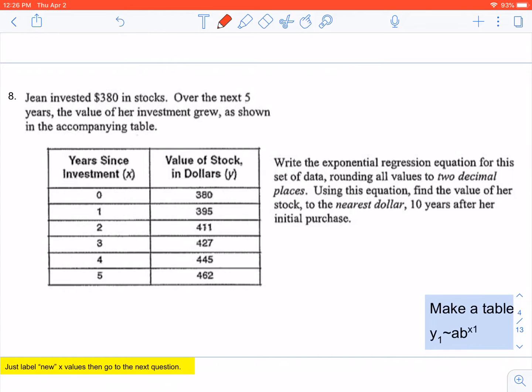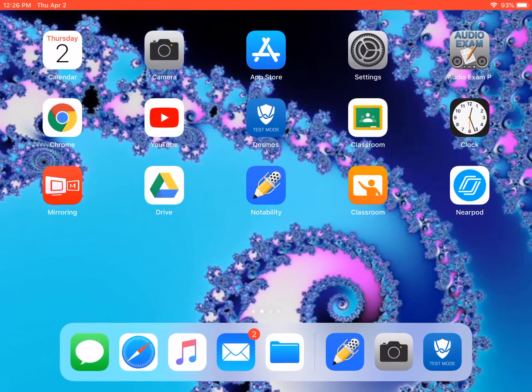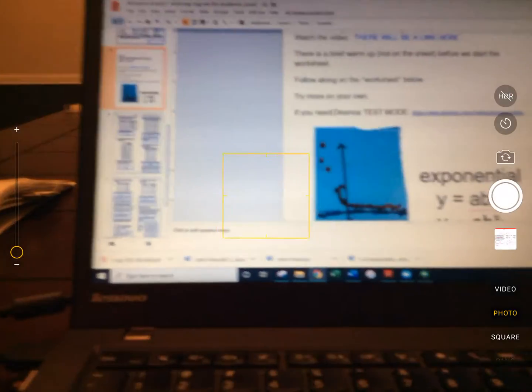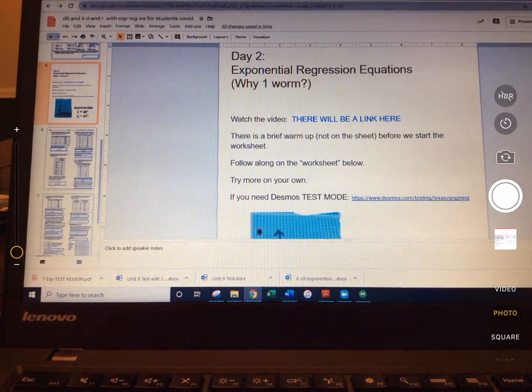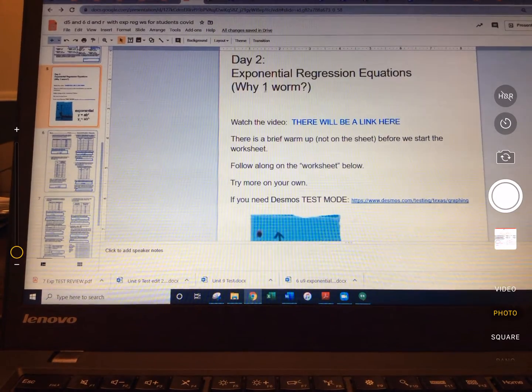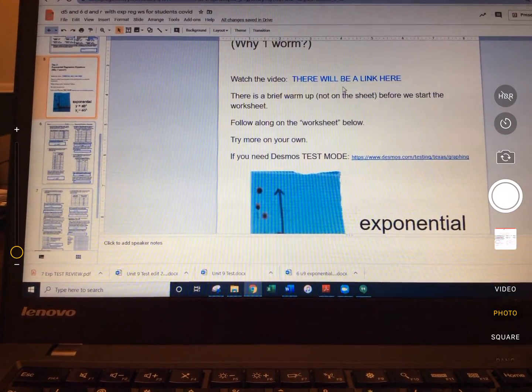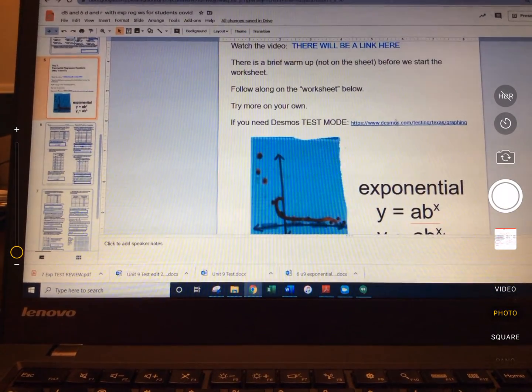And on your cover page, excuse me. I'm learning this too, trying to make this as easy for you as I can. On your cover page for day 2, I'm reminding you why one worm. That's how we ask the question for Desmos to do that for us. Here's your link if you need a Desmos.